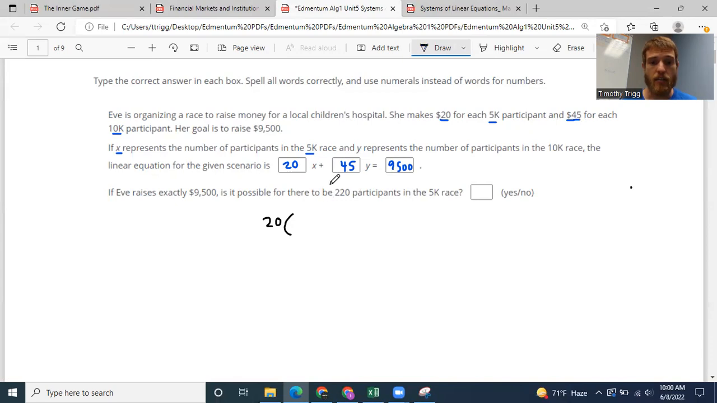So the x is the number of 5K participants. In this case, 20 times x becomes 20 times 220, because 220 is the number of 5K participants, plus 45y equals 9,500. Now let's go ahead and multiply the 20 times 220. So that's 4,400 plus 45y equals 9,500.